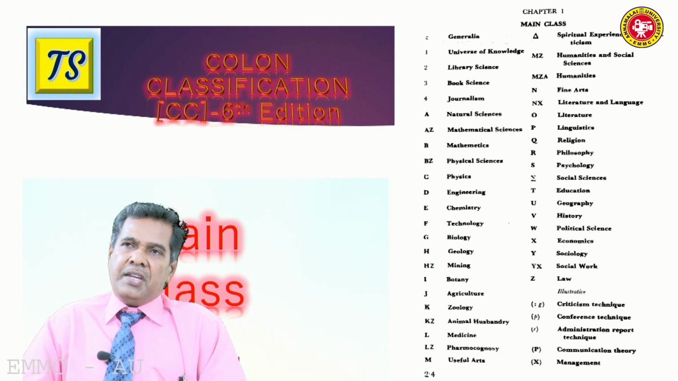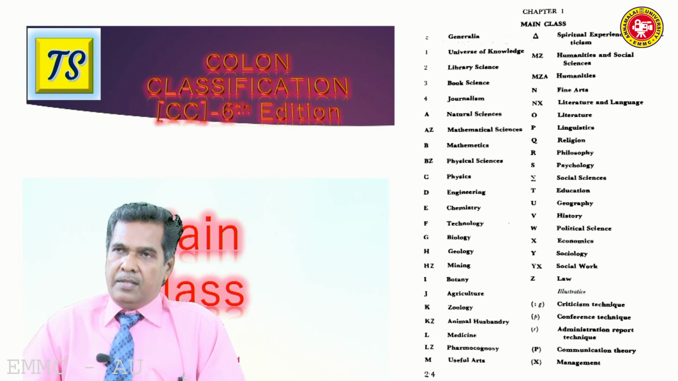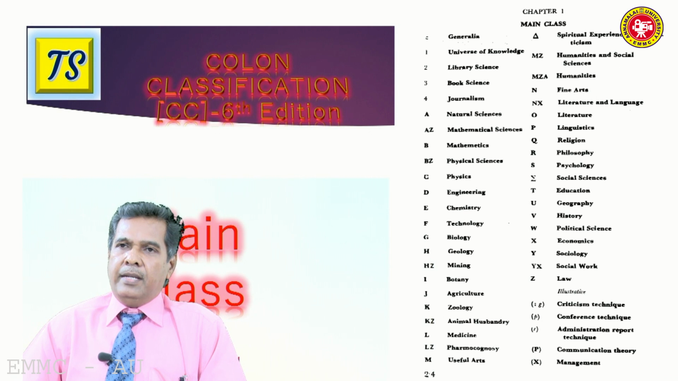The colon classification main classes are displayed here. You are observing all the main classes developed by Ranganathan, and they have been identified by the notations: alphabets, numbers and symbols. This is available in the schedule under chapter 1, page number 2.4. You can find it.